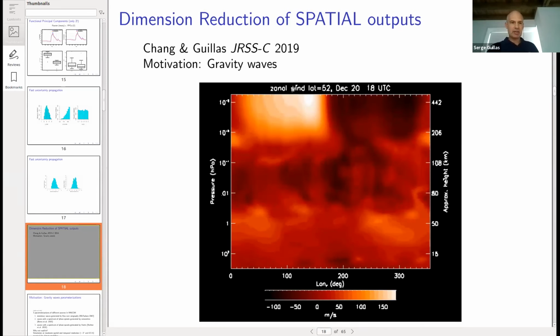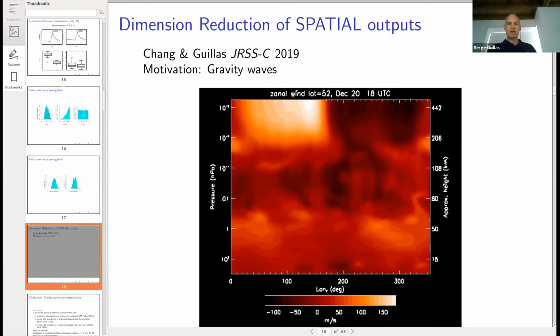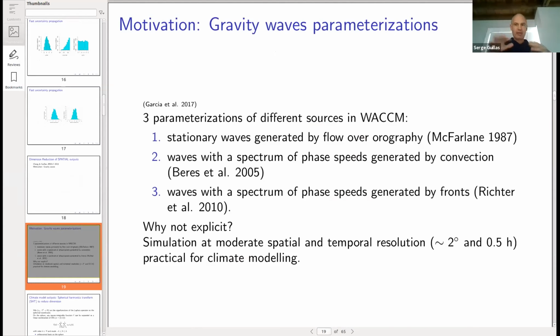So if I go to the next step by going back to the presentation. These waves are generated by flow over orography, meaning mountains and valleys, etc. Convections as well, or fronts that collide into each other. And it's very difficult to do explicit modeling.